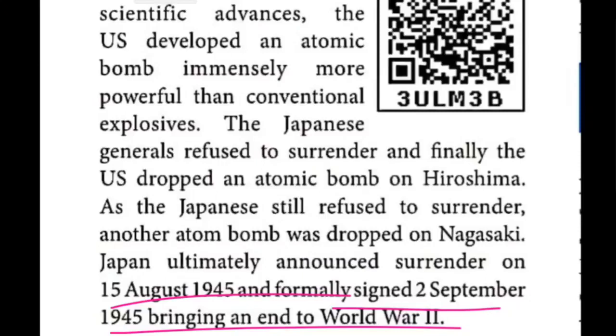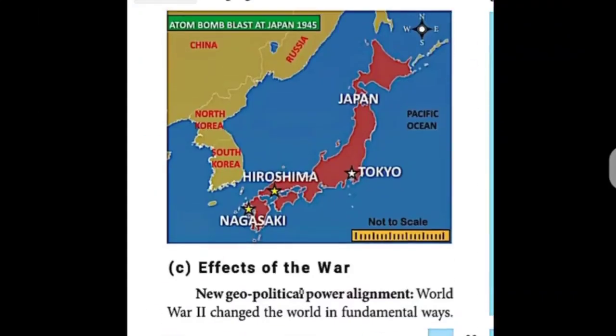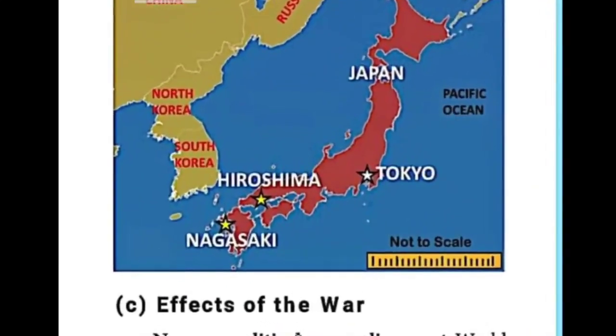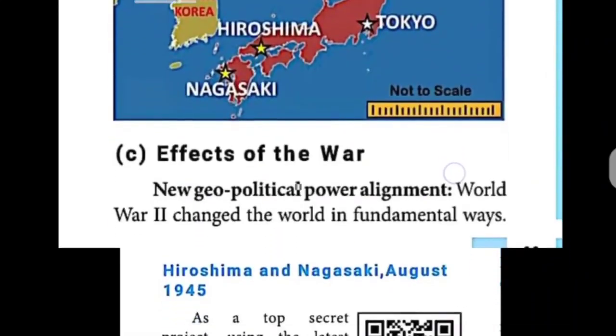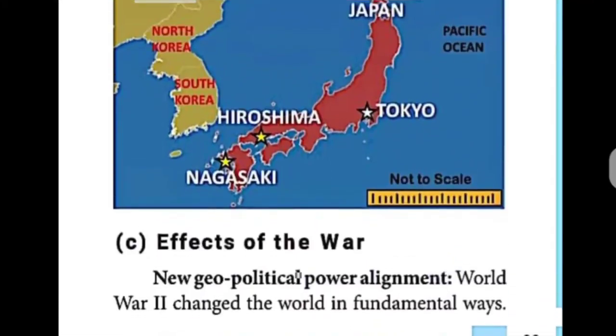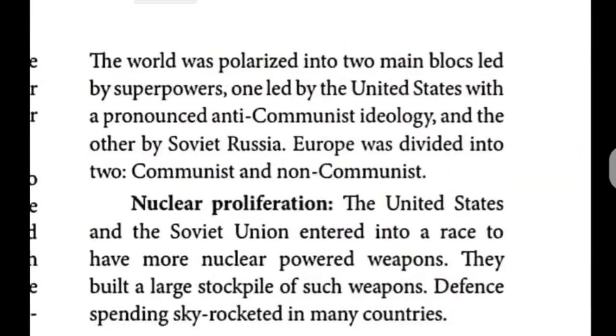Okay, the next one, children, is an essay: effects of the war. You can check what things are given. The new geopolitical power alignment. World War II changed the world in fundamental ways. How? The world was divided into two. How was it divided? Under two main blocks.